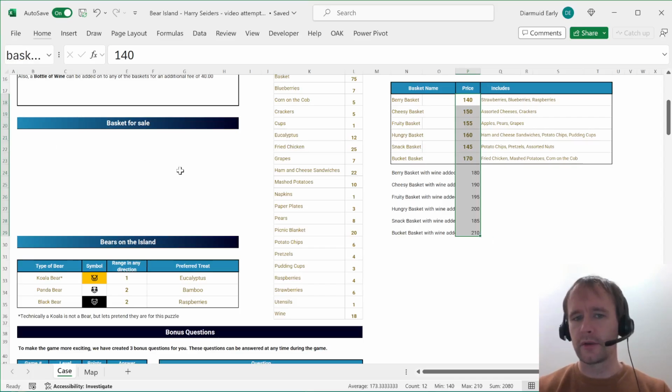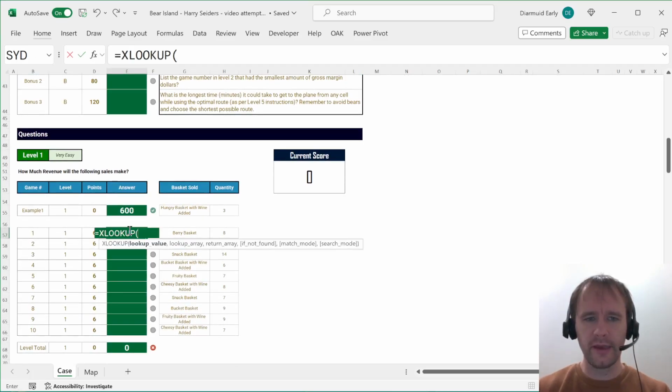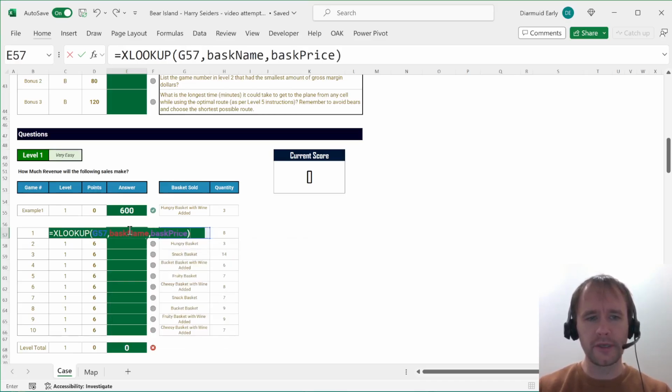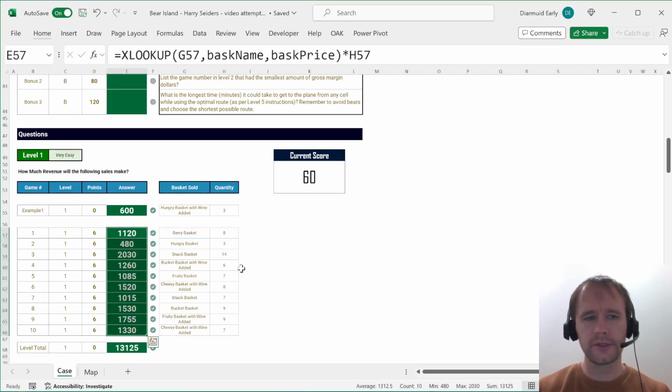And that's just going to make the lookups a little bit easier to do. So then here, we're just going to say XLOOKUP. And again, if you don't know your lookups, the basic functions, Giles is going to cover all those this week. So we're going to XLOOKUP berry basket in basket name, returning from basket price, and we're going to multiply that by the quantity. And hooray, that all checks out.